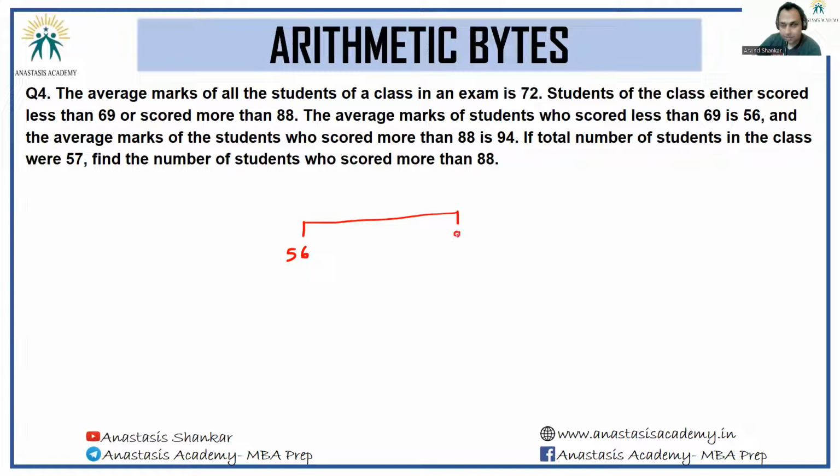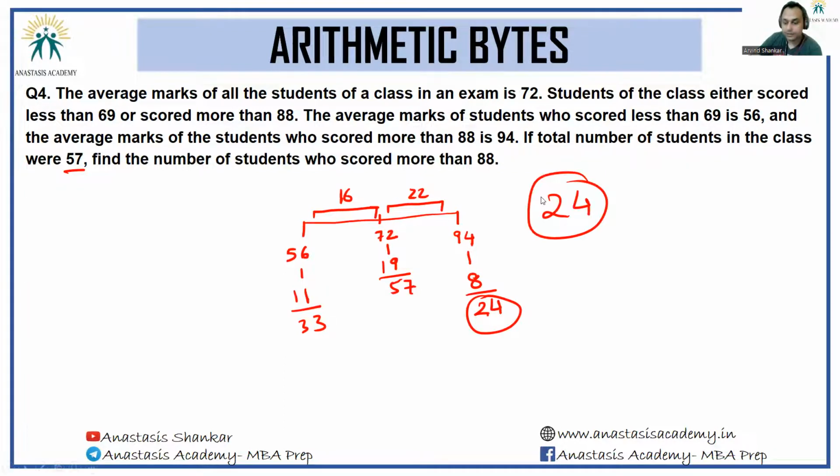Okay. I'm saying some people have an average score of 56. Some people have an average score of 94. And combined average is 72. This is 16. This is 22. So purely in ratio terms, you will have 11 units here and 8 units here and 19 units here. But we are told how many students are there? 57. So this 19 becomes 57, this 11 becomes 33, and this 8 becomes 24. So they are asking me find the number of students who scored more than 88. There are 24 students who have scored more than 88.